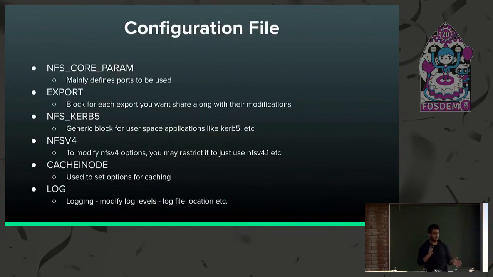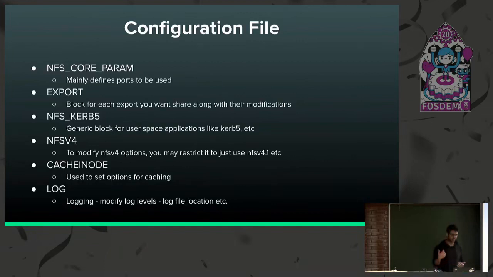Okay, so the configuration file. Although the configuration file has a lot more things, I'm just touching upon the main components here. So first we have the NFS_CORE_PARAM block. Here, if the block is not defined, it picks up the default values for it. It's basically used for defining the ports to be used for the particular share. And then we have the export block, where you can export your file system, the shares that you want to export.